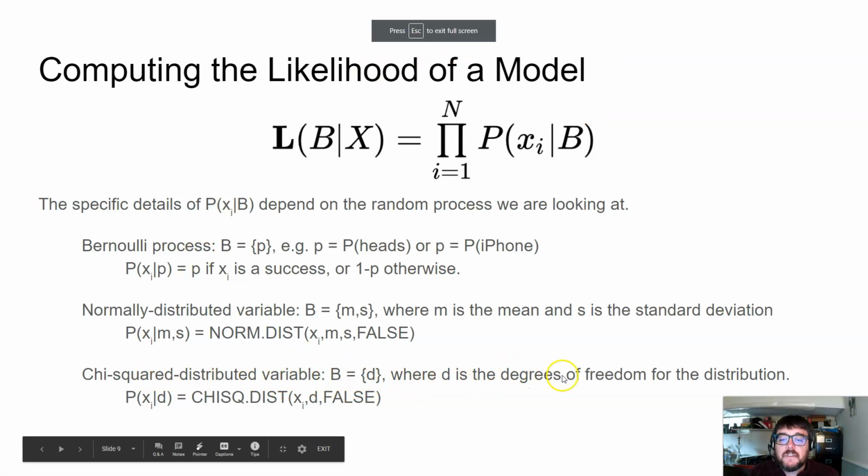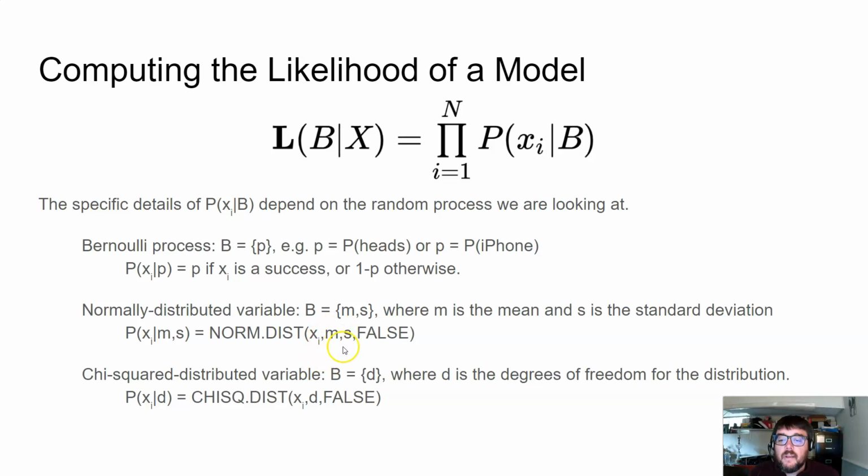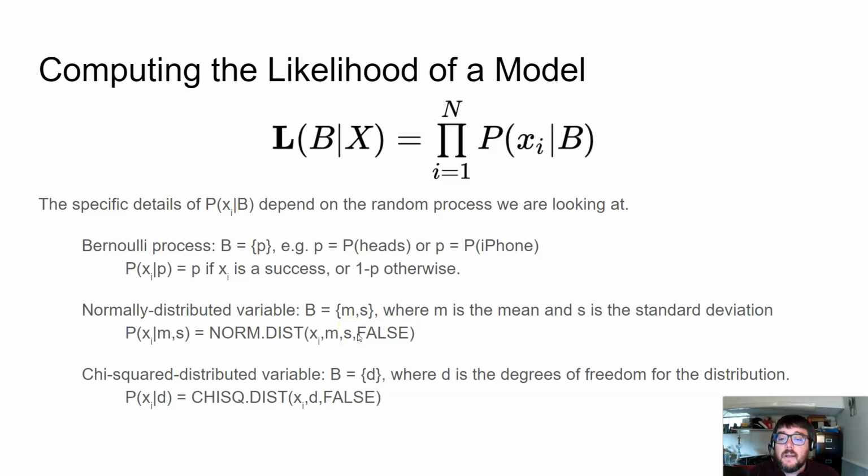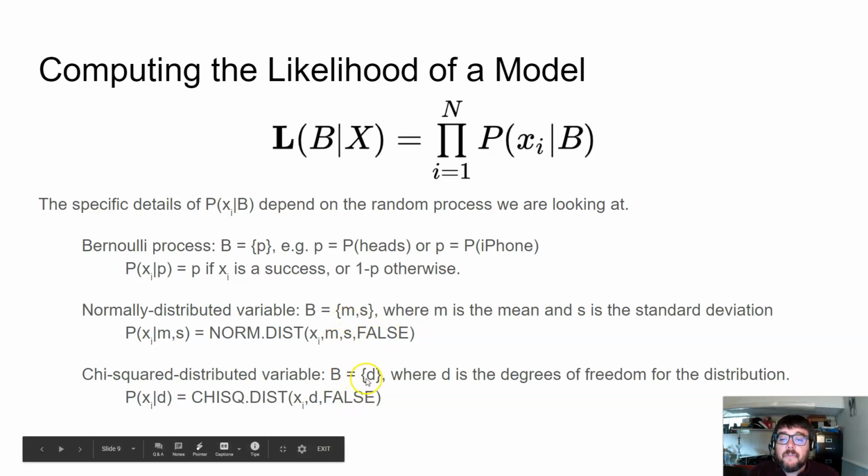So the chi-square distribution is a little confusing because the parameter is called the degrees of freedom, because it has to do with the sample size. So the probability of observing a particular value in a chi-square distribution with this many degrees of freedom is CHISQ.DIST, value, the degrees of freedom, and FALSE. So the same pattern in both of these. You have the name of the distribution, then dist, saying it's a distribution, then the observed value, and then a series of arguments that correspond to the parameters being used to compute the likelihood, and then FALSE to say that we want the probability density function and not the cumulative density function.